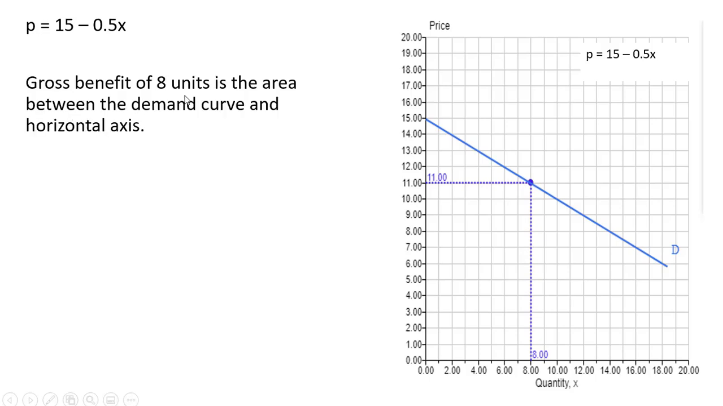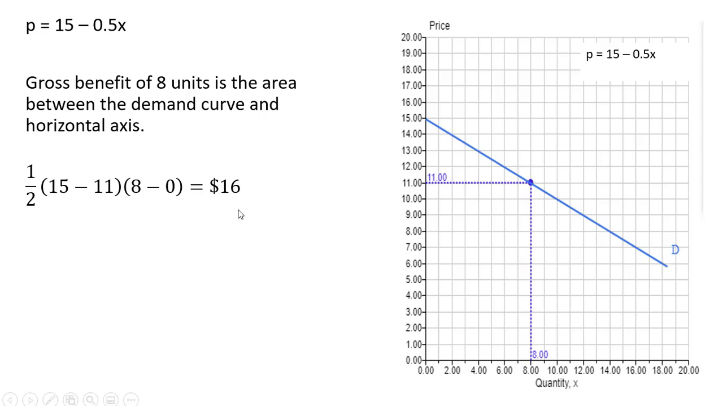So the gross benefit of 8 units is going to be the area between the demand curve and the horizontal axis. That area can be decomposed into a triangle. So we've got this triangle area here. So 1/2 base times height for this triangle. The dimensions of that triangle are given as follows. 15 minus 11 is the height. 8 minus 0 is the base. And then multiply that all by 1/2.